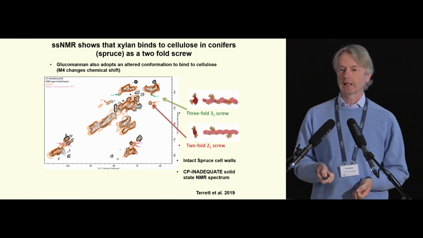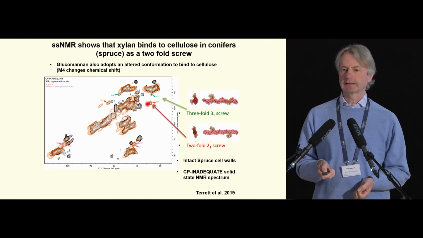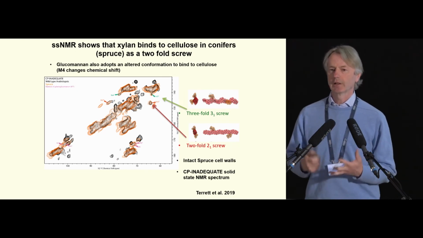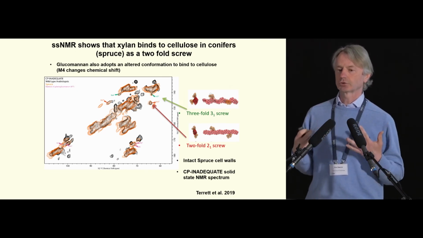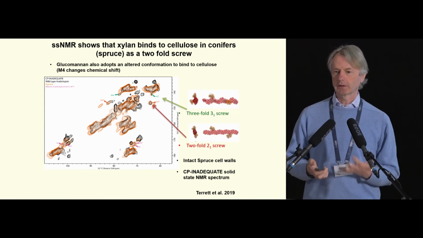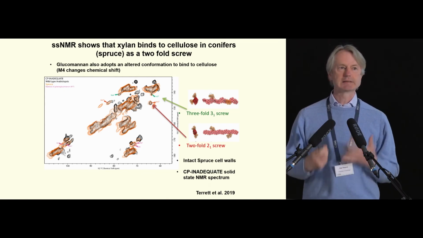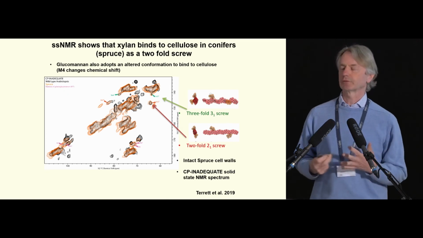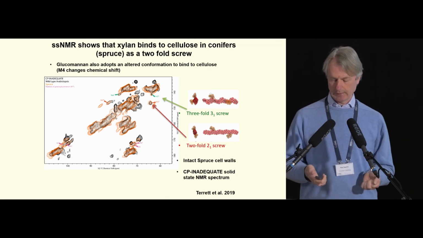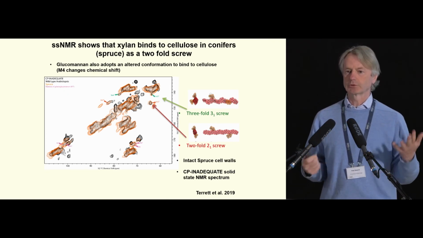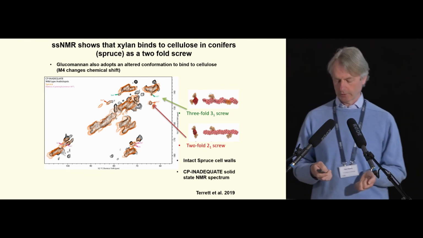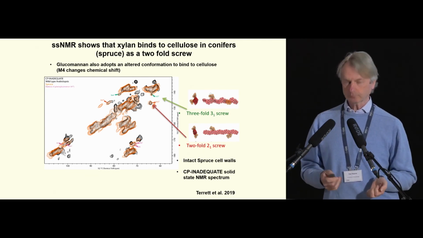Now, what about the xylan conformation? Well, we can very clearly see this twofold screw xylan in the conifer situation, and very little of the threefold screw xylan. So this tells us that, contrary to some earlier opinions, the xylan really is tightly associated with the surface of the cellulose fibrils in the softwood. And we can do through-space experiments to confirm that as well.